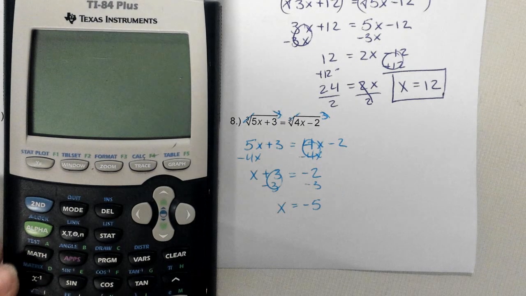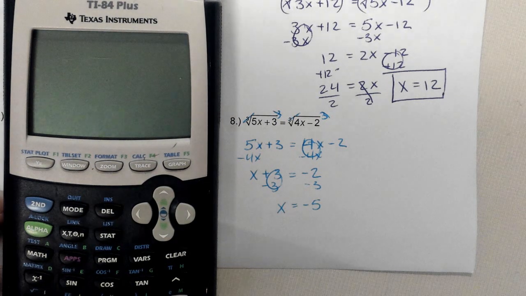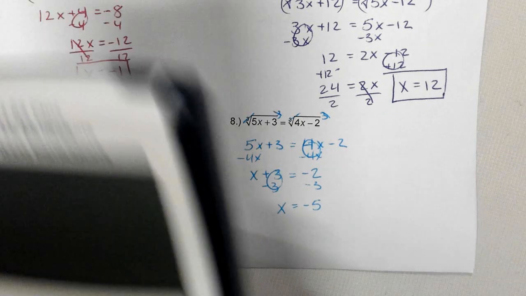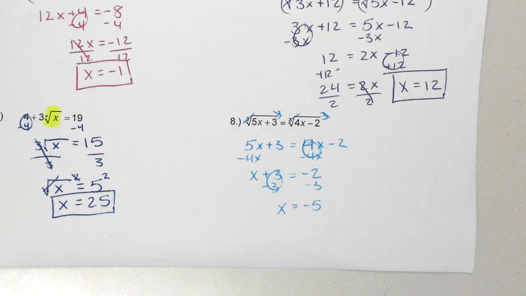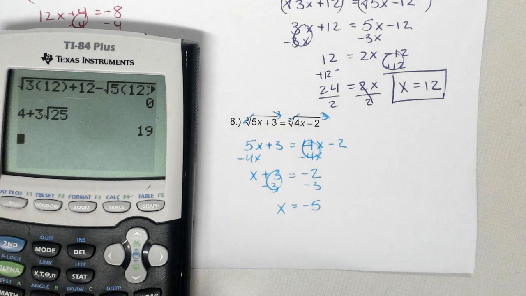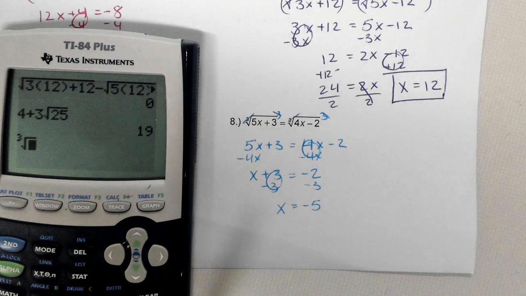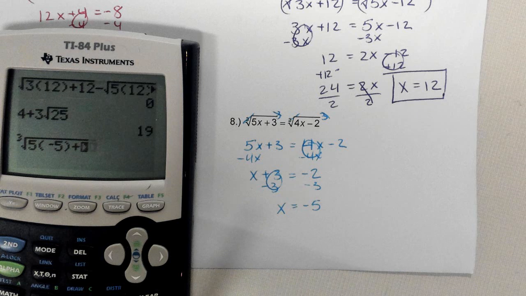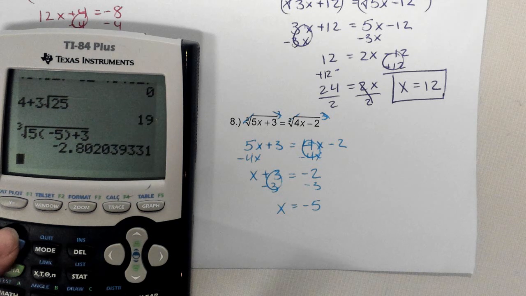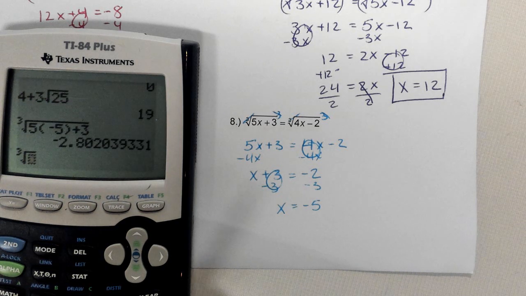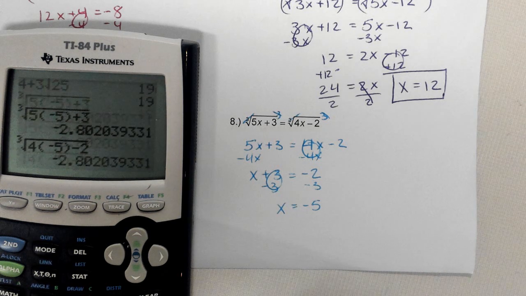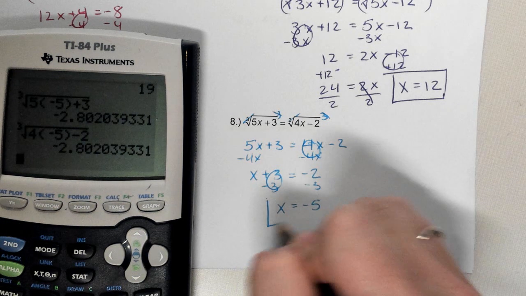So cube root is math 4. My calculator died. Oh, there it goes. Okay, so math 4, 5 times negative 5 plus 3 gives me this decimal, so the other side should give me the same thing. Math 4, 4 times negative 5 minus 2. And they do, so that is my solution.